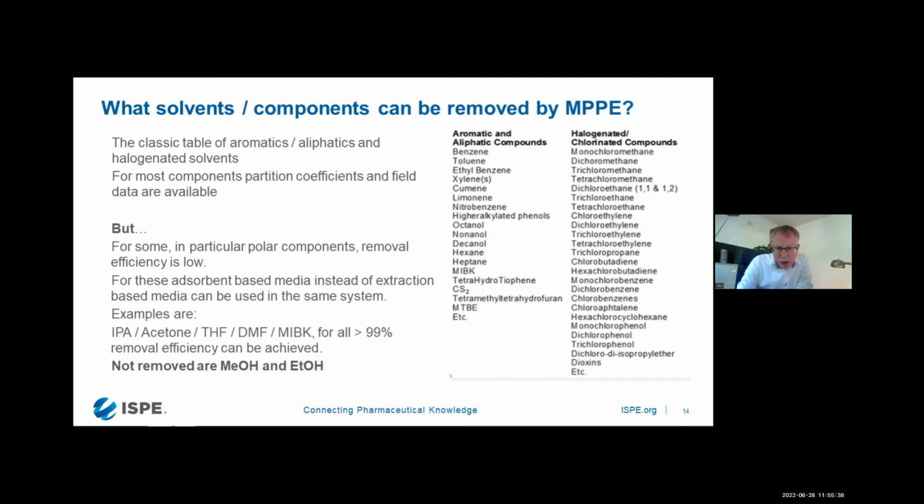The only two that cannot be removed with either of the two types of media, so the extraction media or the adsorption media, are methanol and ethanol. And that has to do with the fact that these are too much like water.